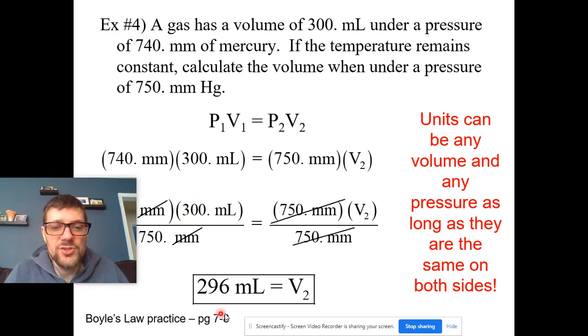You might see as you're doing pages 7 and 8 in the packet, you're doing these practice problems with Boyle's Law, you might see some where the units are not the same. Then you just need to do a conversion before you put them into this equation. So say this was millimeters of mercury and this was atmospheres. You would want to convert them both to the same thing before you plug them into this equation.